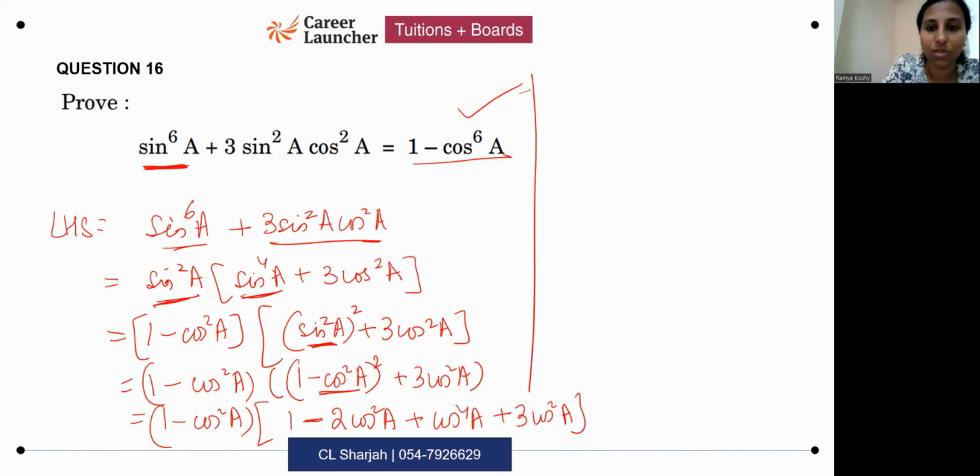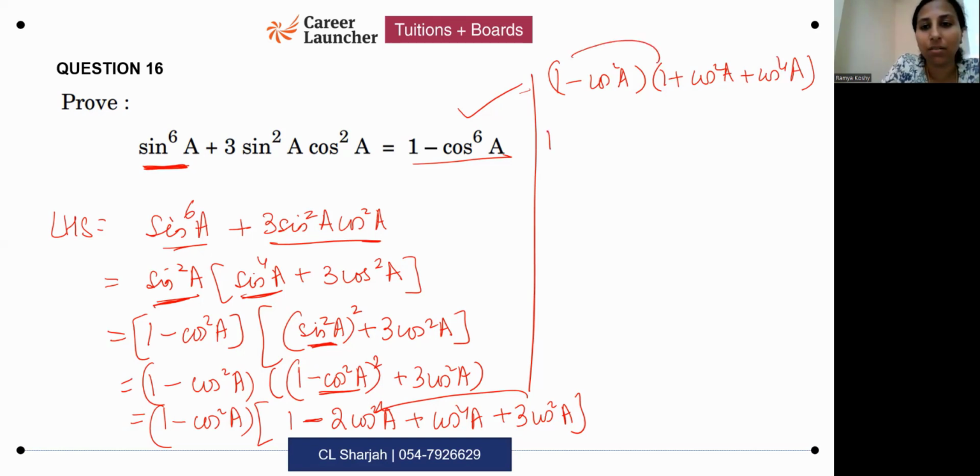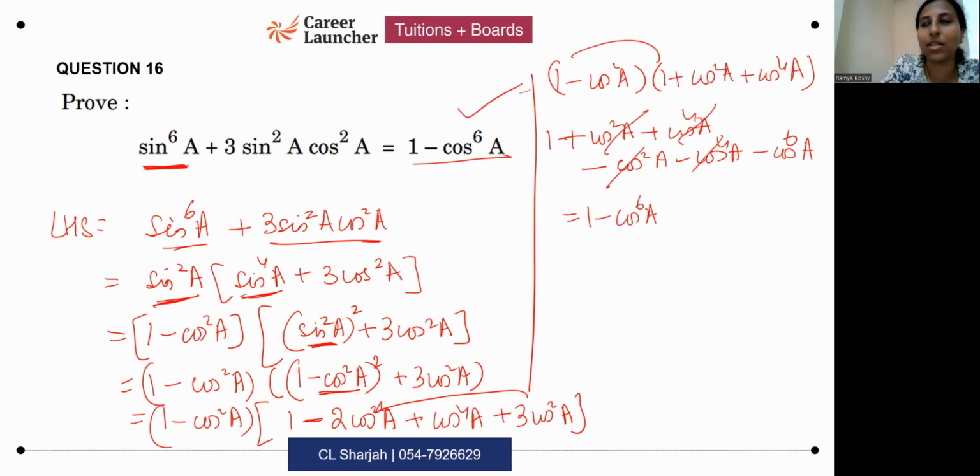So I get 1 minus cos square A. Here what do I have? 1. What is 3 cos square A minus 2 cos square A? Cos square A plus cos to the power 4 A. What should we do next? Open the bracket fully. So 1 plus cos square A plus cos A to the power 4 minus cos square A minus cos A to the power 4 minus cos A to the power 6. This cancels. I get only 1 minus cos A to the power 6, which is RHS.